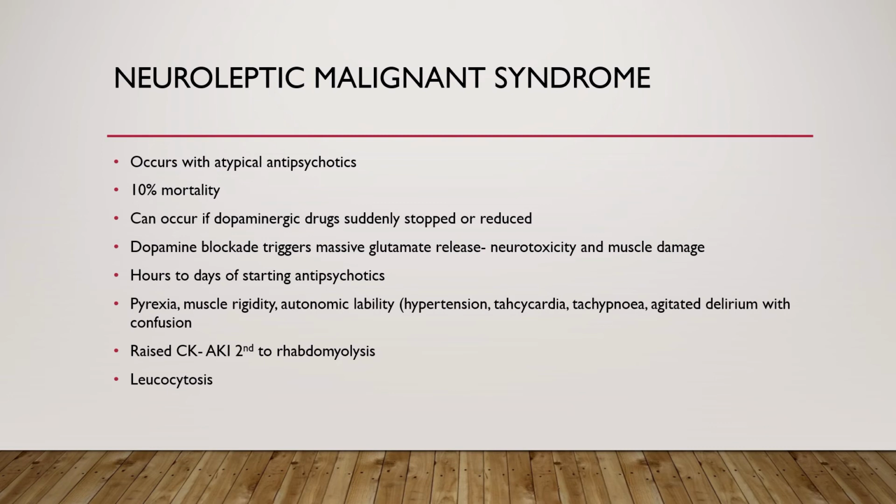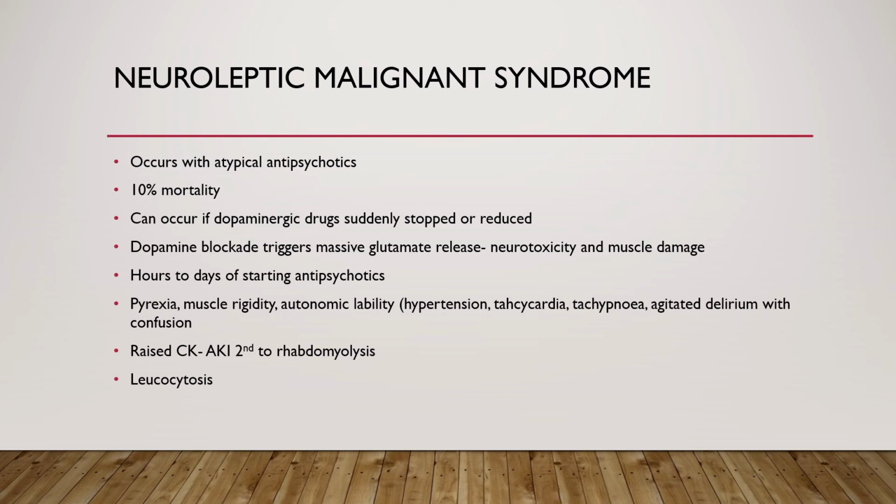So basically, how it works is the huge dopamine blockade that these patients experience triggers a massive glutamate release, and this causes neurotoxicity and muscle damage. And the time frame of onset for this, from starting an antipsychotic, could be from hours to days. Some typical symptoms that they might experience are pyrexia, muscle rigidity, autonomic problems as well, and they can have a raised creatine kinase. Essentially, they can suffer from rhabdomyolysis and massive kidney failure because of it as well.